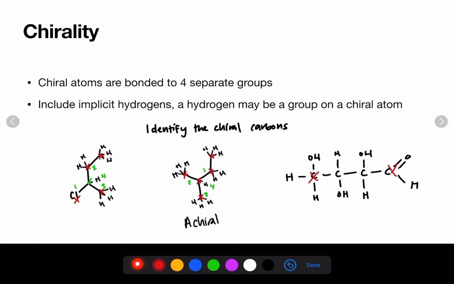The middle 2 carbons are bonded to an H, an OH, and 2 much larger but still different groups. And I'm denoting them here, 3, 4. So both of these carbons are chiral. Thus, we have 2 chiral atoms in this molecule.